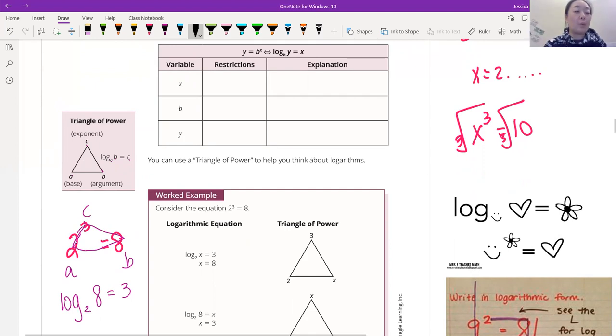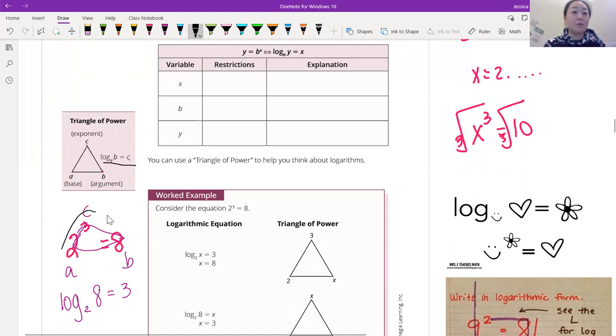So this is how I like to think of it. The triangle of power: literally if you write 2 to the third power is equal to 8, because 2 times 2 times 2 is equal to 8, do you see how it makes a triangle? A triangle like this, right? So now this is A, B, and C. And notice when you do the log, it's in that exact order, A, B, C. Somebody showed me this, and I thought this is cool.